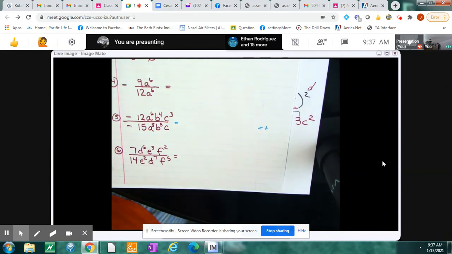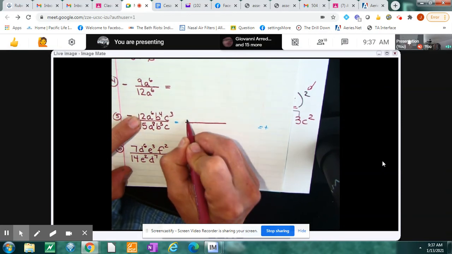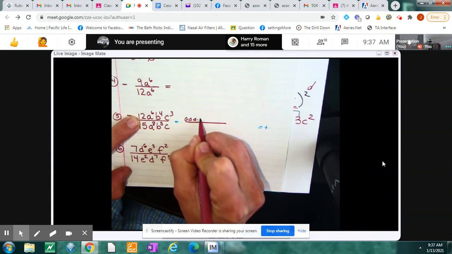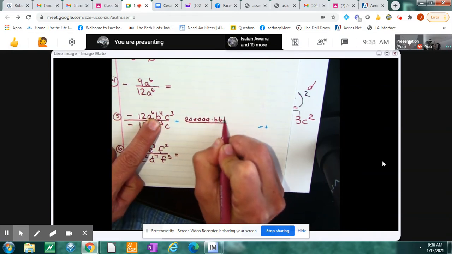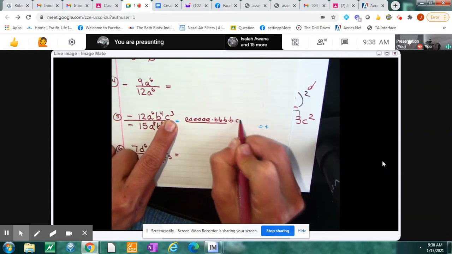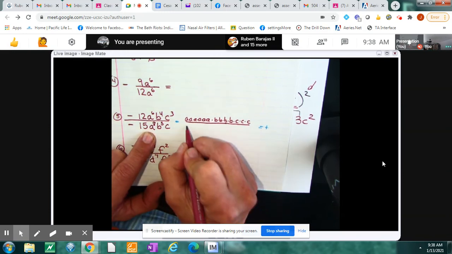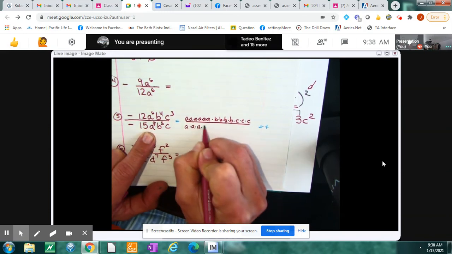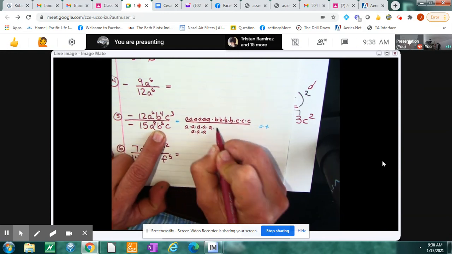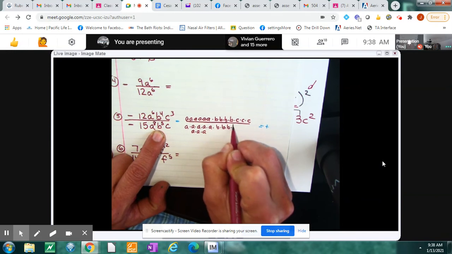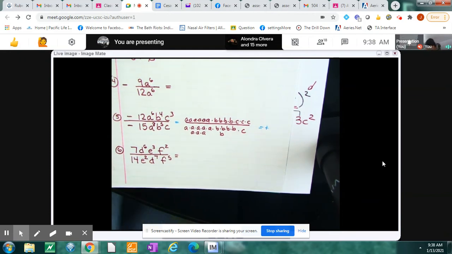Now, let's go ahead and break down the variables. Okay. A, 6 of them. 1, 2, 3, 4, 5, 6. B is 4. 1, 2, 3, 4. And then C is 3. 1, 2, 3. How about A in the bottom? 8. 1, 2, 3, 4, 5, 6, 7, 8. 5 B's. 1, 2, 3, 4, 5. And 1 C. Okay? So now what do I do?